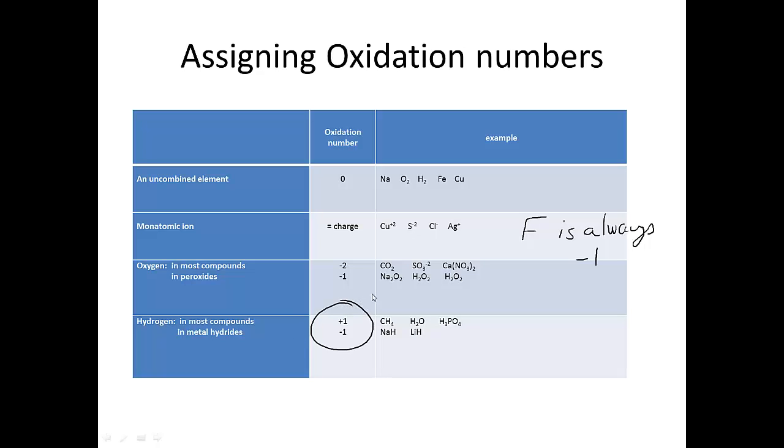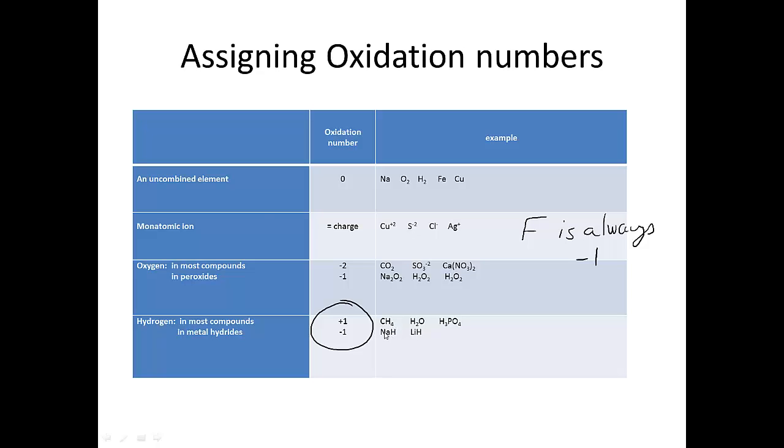I have changed it on my PowerPoint, so look at your notes. These are switched. Hydrogen in most compounds is a positive one, not the negative one that you have. Make that change. So in all of these, I would assign hydrogen a positive 1 charge.